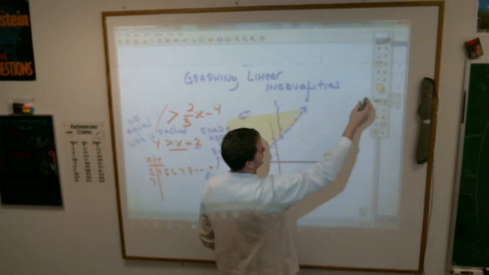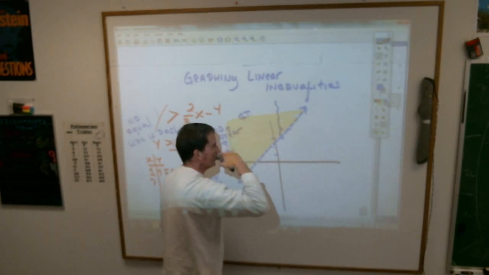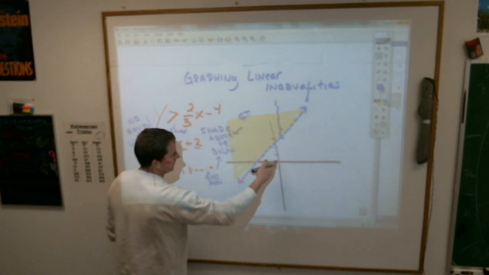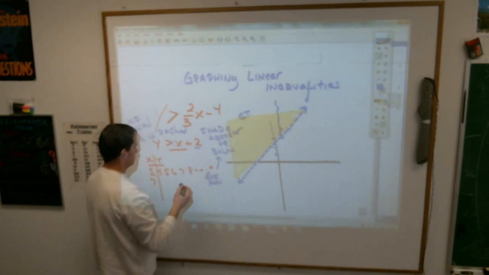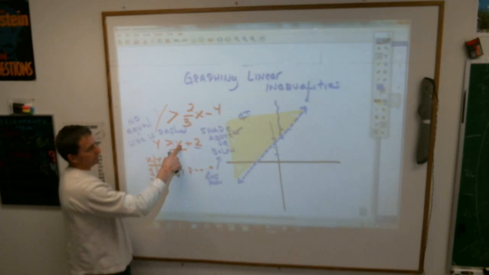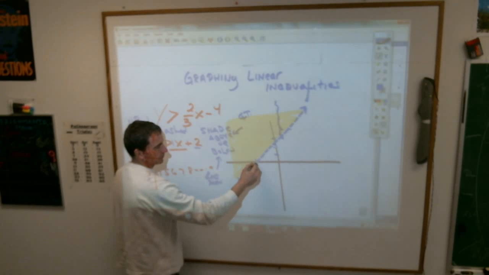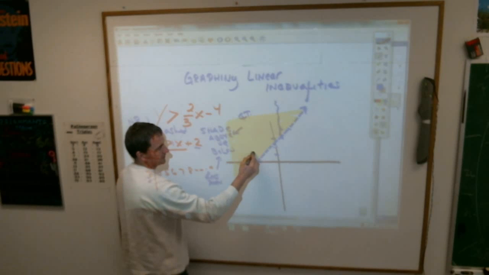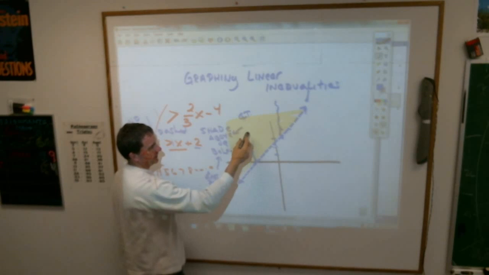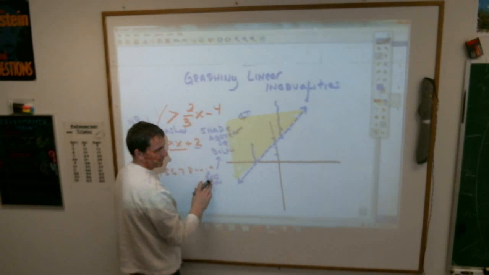Why? Because, let's just look at one. Let's throw it in our chart here. If I picked x to be negative 2, negative 2 plus 2 is 0. But it's anything bigger than 0, which means it's up here.